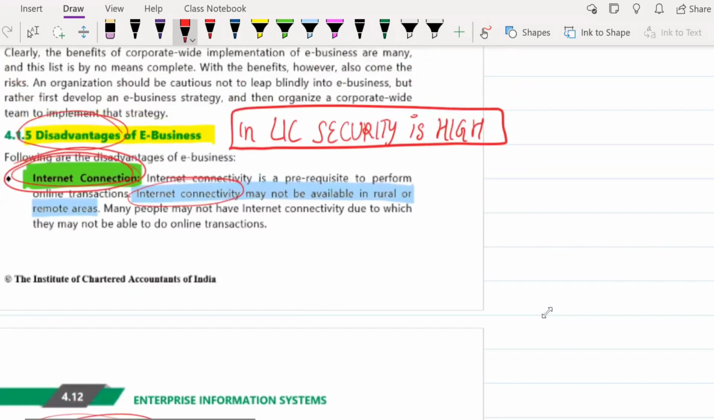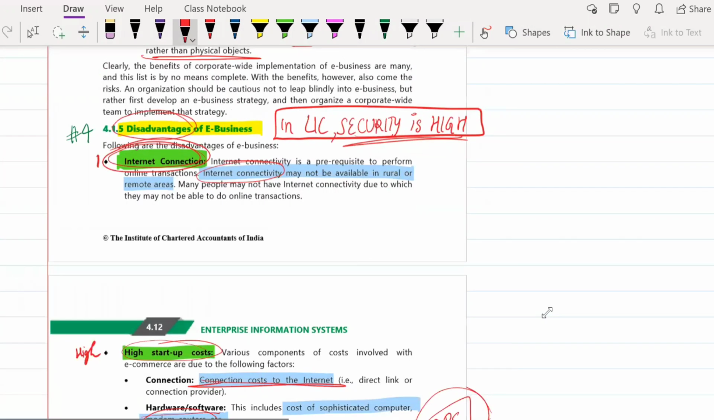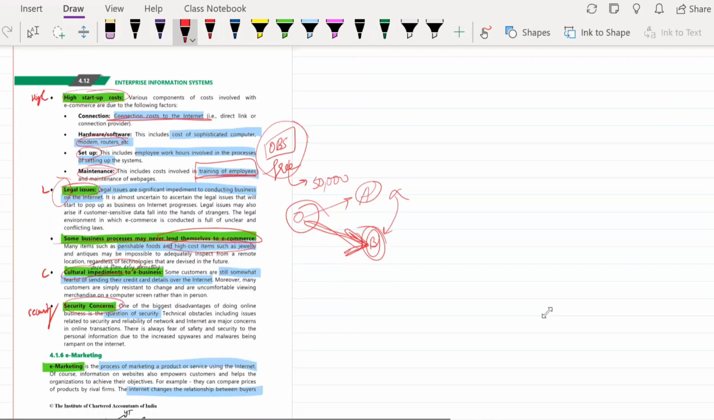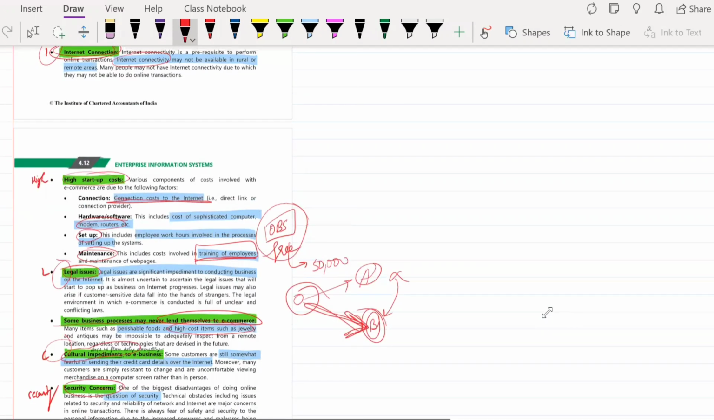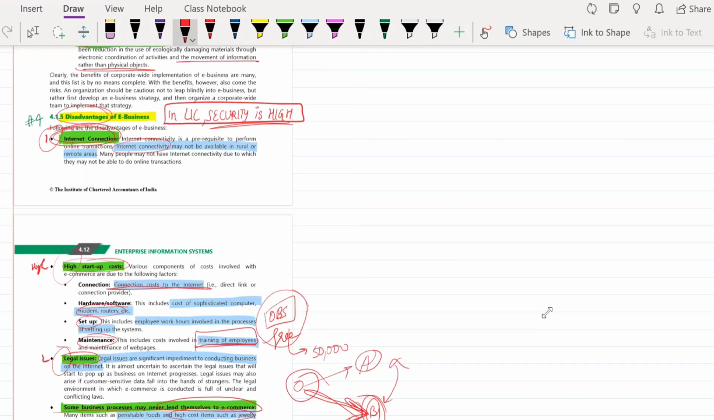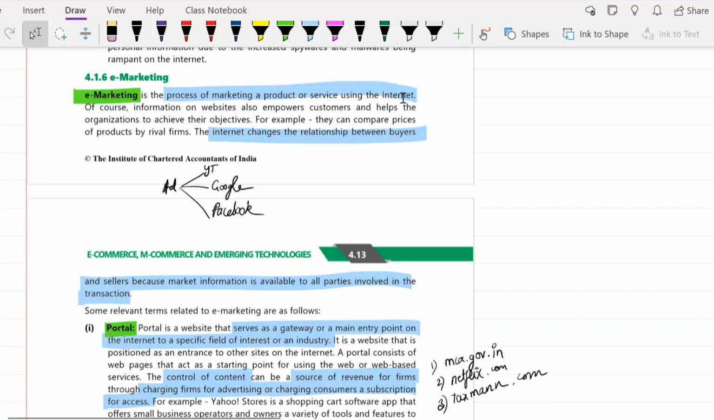So the mnemonic for this is, in LIC, the security is high. In LIC, the security is high. So here L stands for legal issue, I stands for internet connection, C stands for cultural impediments, security stands for security concern, high stands for high startup cost. So in LIC, security is high. This is your keyword, or your mnemonic, for disadvantages. Okay, fine.